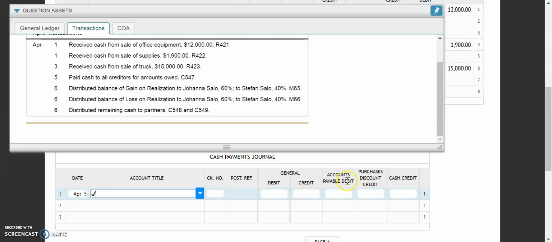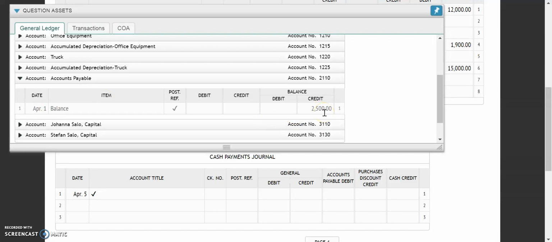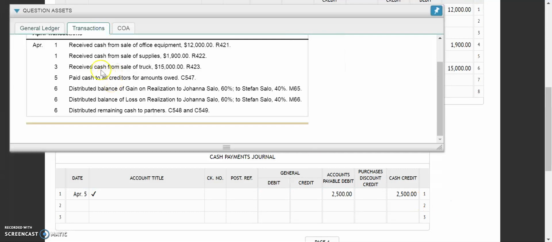But in this situation, there is nothing that's going to go in the general debit or general credit, because if we pay off our accounts payable, that would be an accounts payable debit. If you look at your general ledger right now, accounts payable has a credit balance. So in order to close it out, we would have to debit it for the $2,500. So we put $2,500 right here. And then our cash credit is obviously what we had to pay off our accounts payable. So we get a $2,500 cash credit right here, which again is what that transaction says here, paid cash to all creditors for the amounts owed. Let's not forget to put our check number in, which is 547. And that is our transaction number 4.